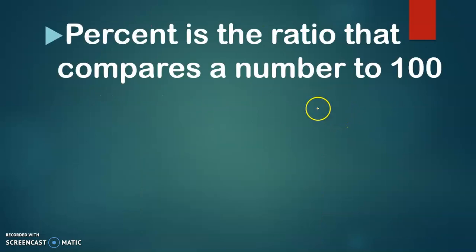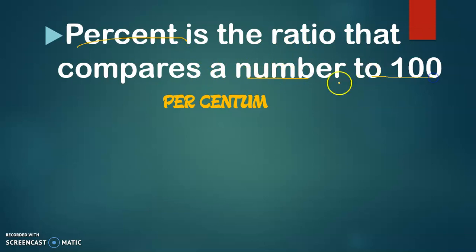Okay, let us define percent first. Percent is the ratio that compares a number to 100. So, ang percent pala ay comparison lang ng number sa 100. It comes from the word percentum na ang ibig sabihin ay per 100. So, ang percent ay comparison lang ng number sa 100. Kung kaya naman, example 2 is to 100 or 2 compared to 100, that is 2 per 100 or pwede mo siyang sabihin na 2%.